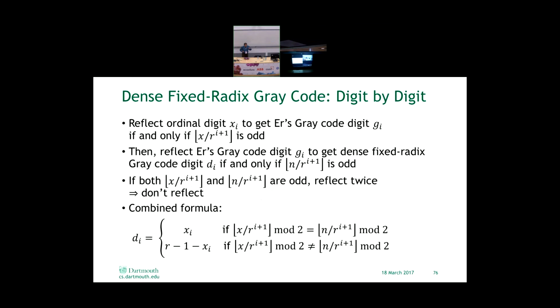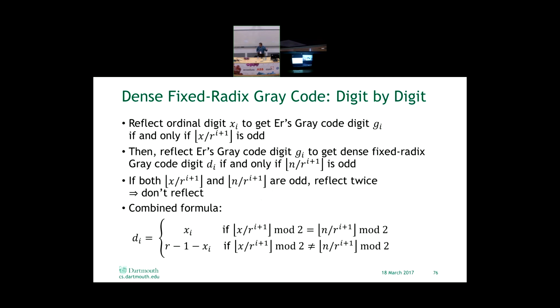So we combine the formulas to just ask, what is the parity of the floor of x over r to the i plus 1? What is the parity of the floor of n over r to the i plus 1? If they have the same parity, then they were either both even or both odd, but in either case you don't reflect. And if they have different parities, one was even, one was odd, you reflected one but not the other. So in the combined formula, you reflect. All right, and amazingly, well, maybe not amazingly, but that was the formula that works.